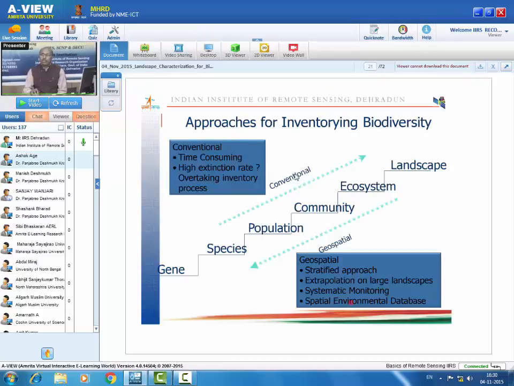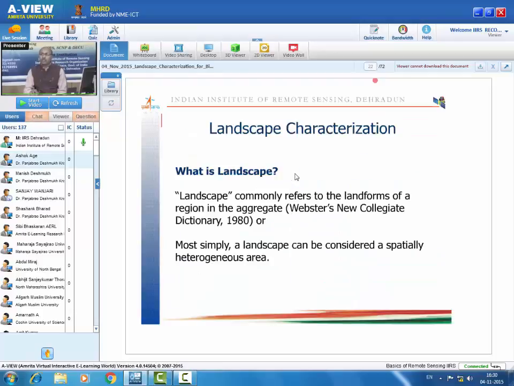Let me give you the advantages and disadvantages of surveying. Conventional methods take a lot of time. If you use remote sensing, that means you make a map at landscape level and you do the stratification. You know where to go, what kind of forest is there, and how to approach. All this information is readily available to you, and nowadays you have GPS, so you can easily go and find that out. So let us now come back to the landscape characterization.